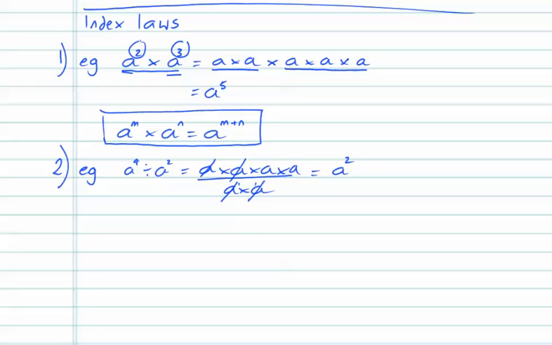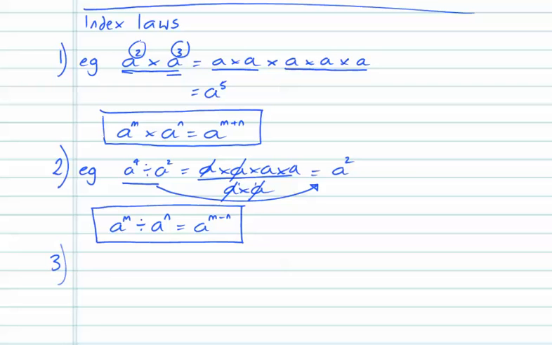Again, without expanding, we can go straight from our question to our answer, in this case by subtracting the indices. So a to the power of m divided by a to the power of n is a to the power of m minus n. That's our second index law.